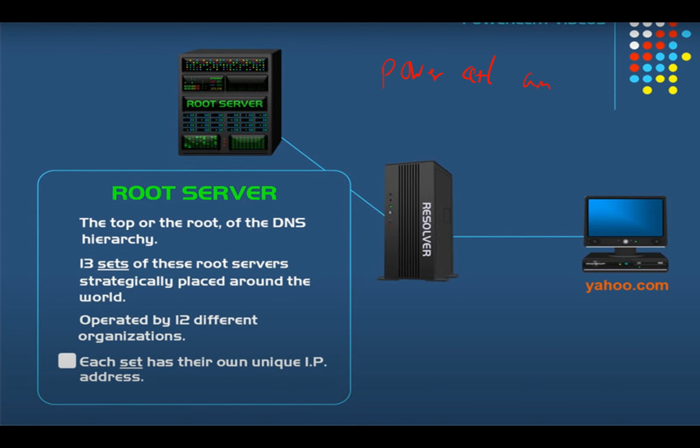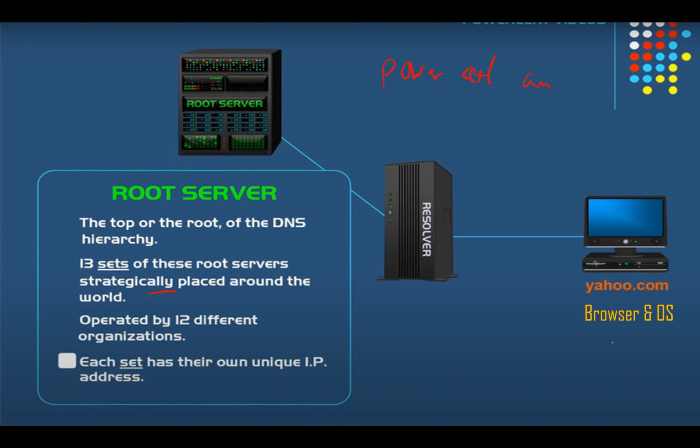Alright, so here they say they are operated by 12 different organizations, and each set has its own unique IP address. I guess that makes sense, since the root servers are in different places, therefore they're going to have different IP addresses. And when it says strategically placed around the world, it's basically just different locations to provide low latency or fast access. So of course there's going to be some in Europe, some in America, some in Africa, some in Asia, some in South America, etc.